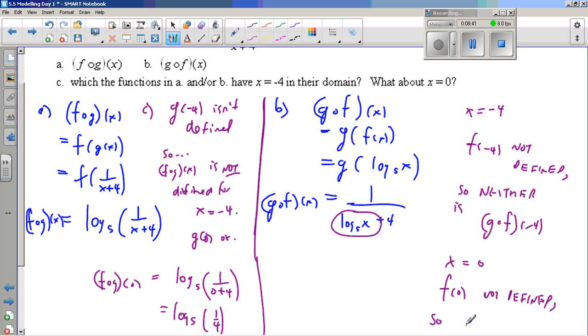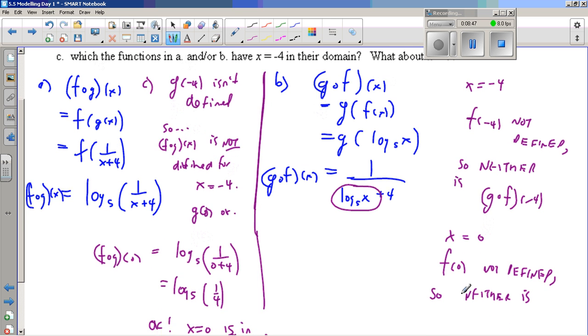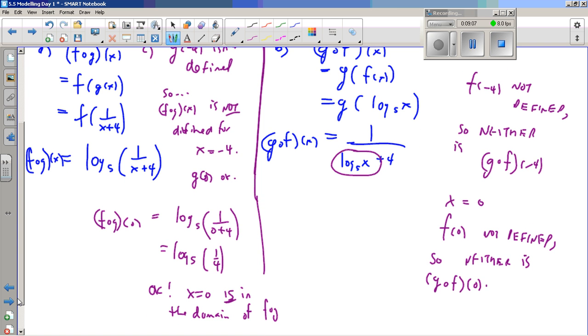So neither is g at f at 0. So it didn't work in either here, but in this one, the 0 did work for the composition. All right. Interesting discussion about the domain of the composition function, remember. Interesting.